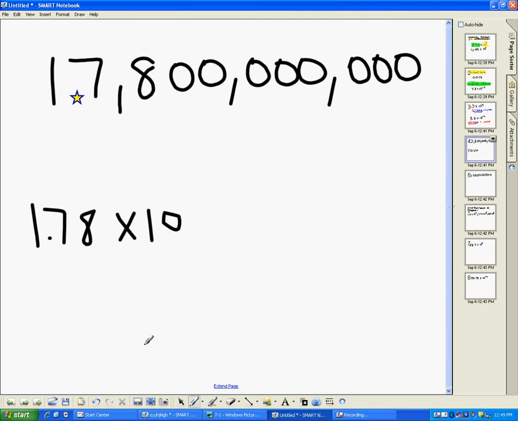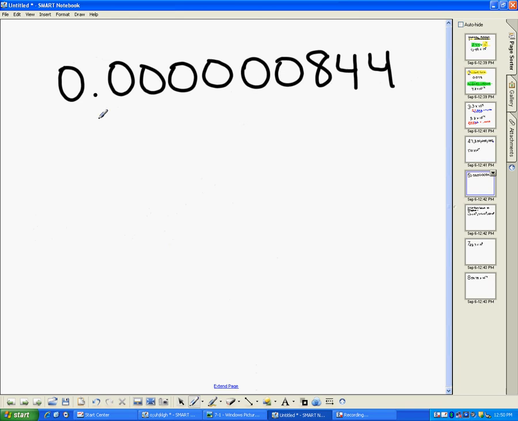So now I want to see how many places it takes to move it back. So I'm starting here, and I'm going to have to move it 1, 2, 3, 4, 5, 6, 7, 8, 9, 10 places. So that means my power here, or the exponent, is 10. So this in standard form is 1.78 times 10 to the power of 10 in scientific notation.